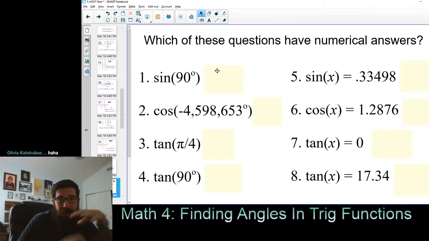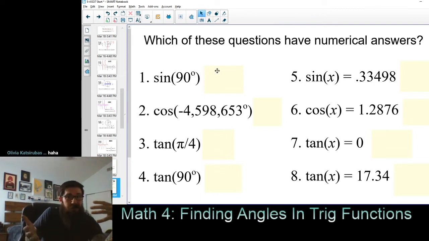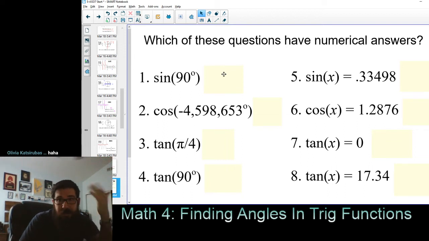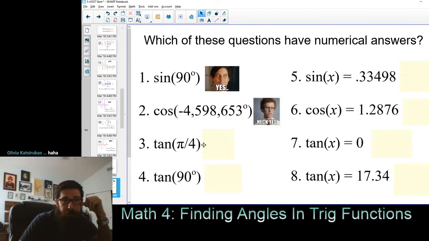Which of these questions are going to have numerical answers, meaning just as you look at it, could it work, yes or no? Sine of 90, yeah, we know what that looks like, right? We're going straight up on the unit circle. We can do that, no problems. Can I put negative 4 million degrees into cosine, basically go backwards on my unit circle a lot? Sure, no problems. Tangent of pi over 4. That's another known unit circle value.